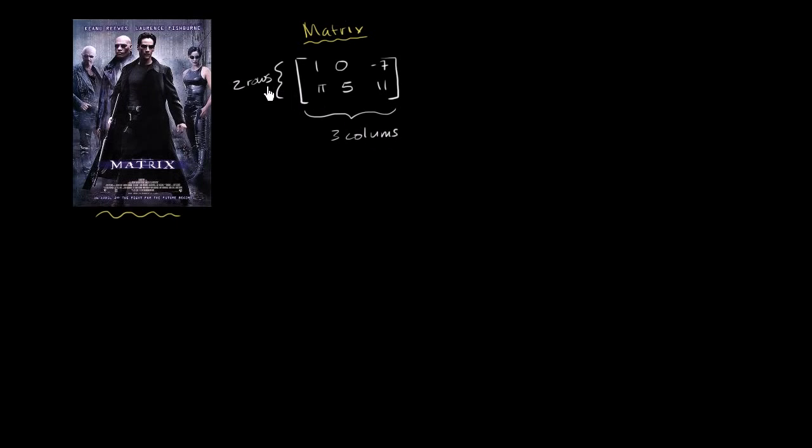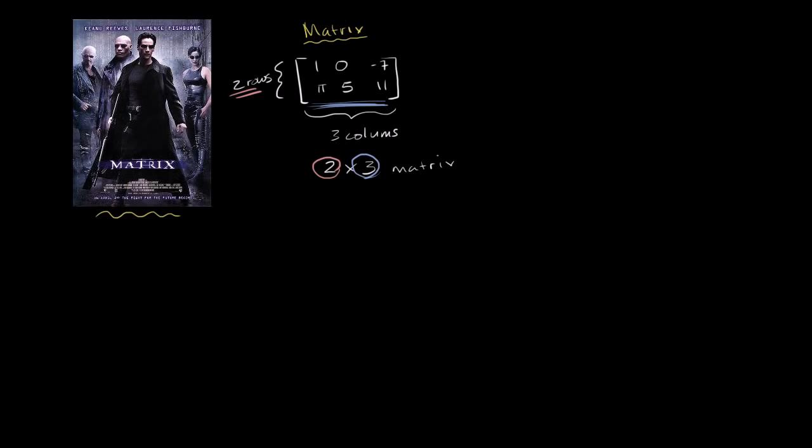And because it has 2 rows and 3 columns, people will often say that this is a 2 by 3 matrix. Whenever they say it's a something by something matrix, they're telling you that it has 2 rows. So you see the 2 rows right over there. And they're telling you that it has 3 columns. You see the 3 columns right over there.